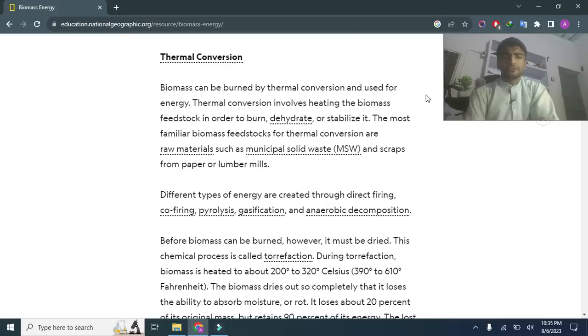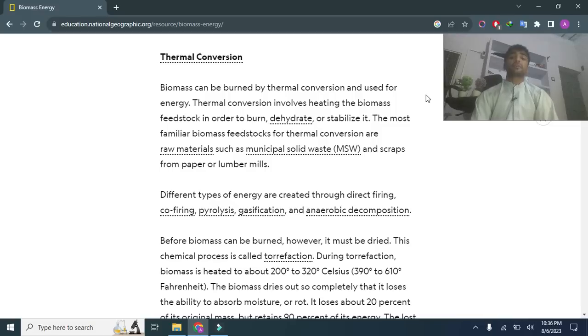Let's discuss thermal conversion. Biomass can be burned through thermal conversion to use the energy. Thermal conversion includes the energy and heat, and the biomass stocks are burned, dehydrated, or stabilized into other forms. The most familiar biomass feedstocks for thermal conversion are raw materials, the principal working materials of biomass systems.